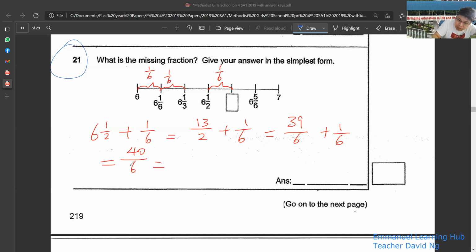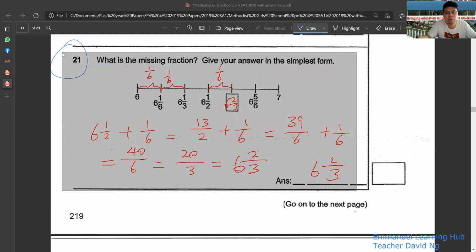40/6. 40/6 in simplest form is what? 20/3. Then in mixed number, that will become? 6 and 2 thirds. That's the answer. Okay? You understand how to get 6 and 2 thirds now? Yes.